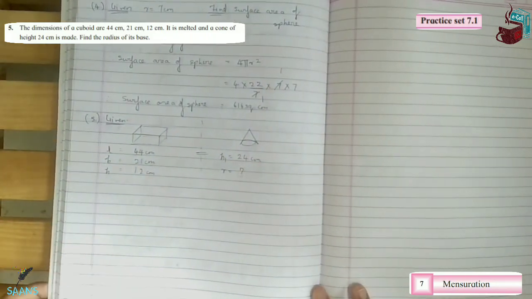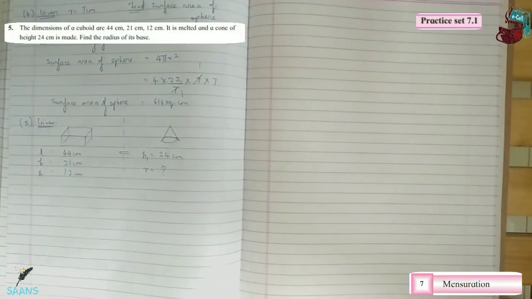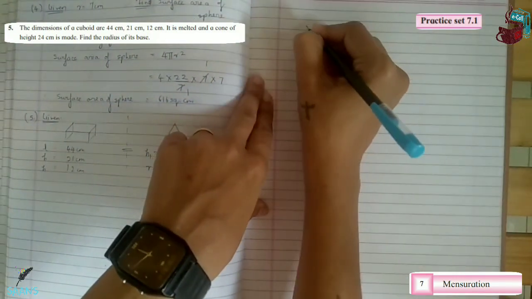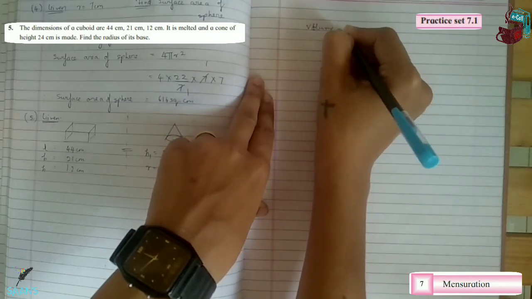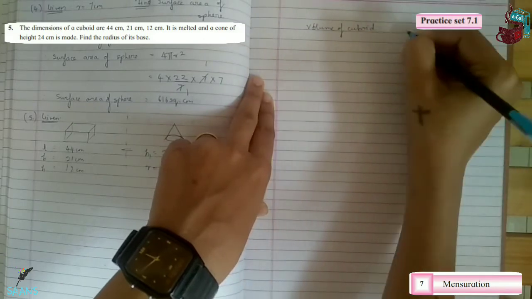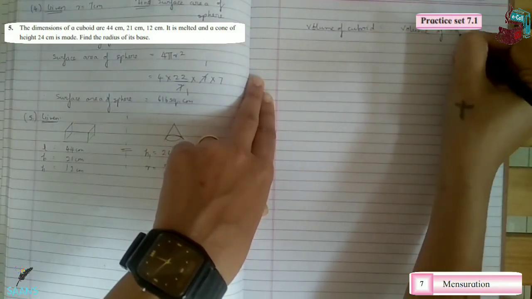So this type of sum, there is a direct method of doing, and it's very easy. It's not very difficult. Okay, so directly it will be volume of cuboid is equal to volume of cone.